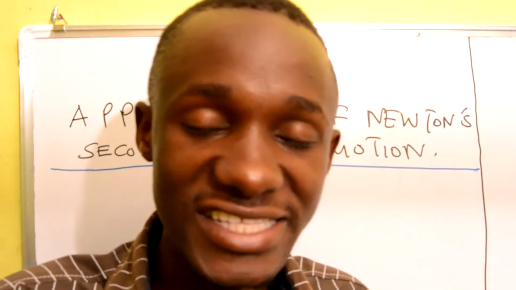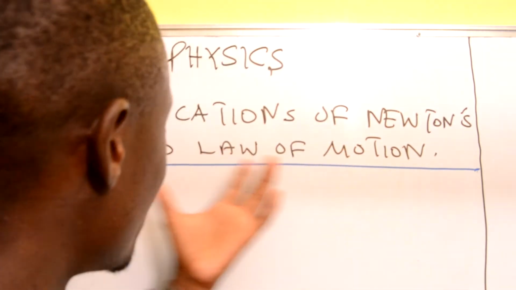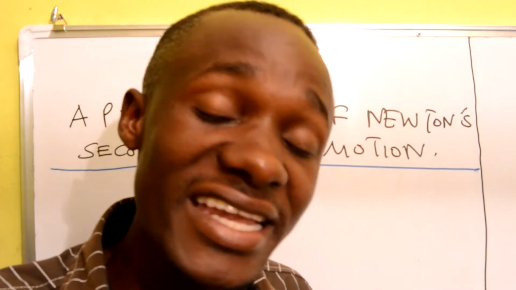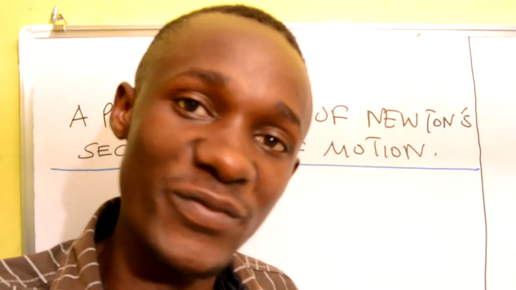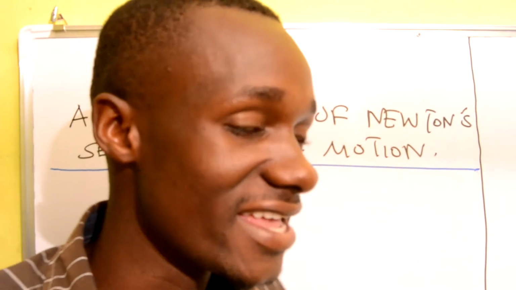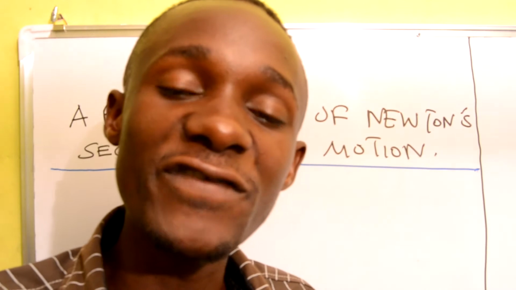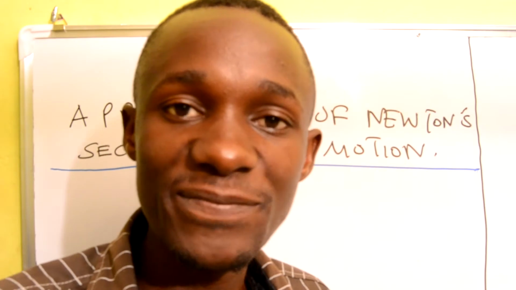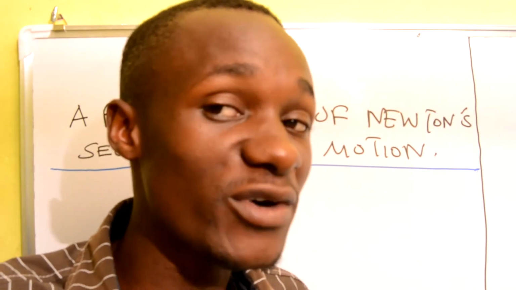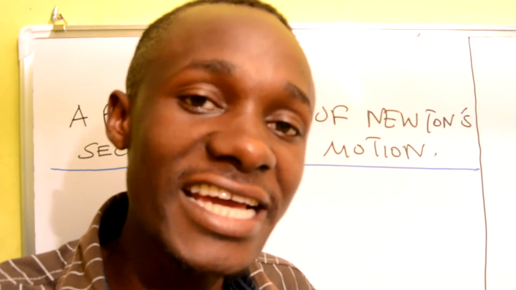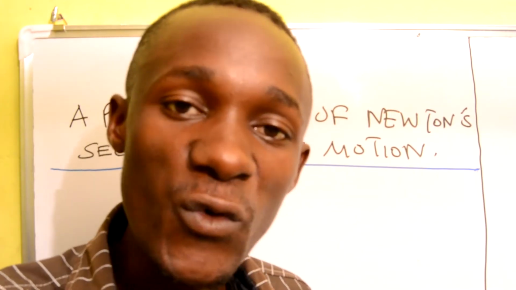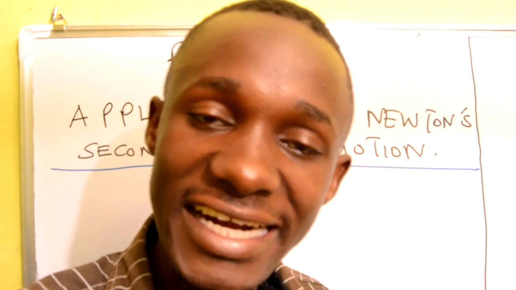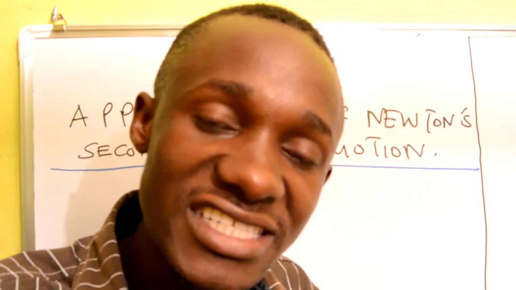Today we are going to start on applications of Newton's second law of motion. There are so many applications of Newton's second law of motion. The first one is the effect of motion of an elevator or lift on the weight of the body inside. The apparent weight of the body inside a lift or elevator changes according to the motion of the elevator, whether the elevator is ascending, descending, or moving with constant velocity.